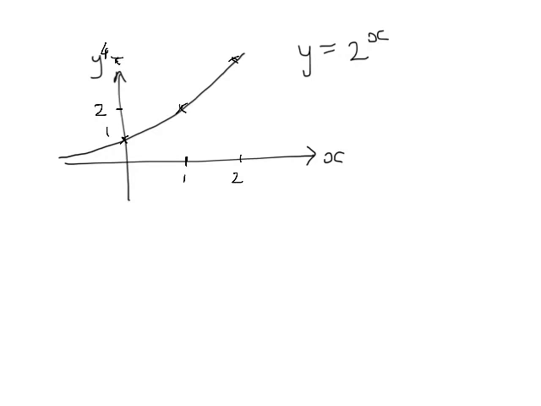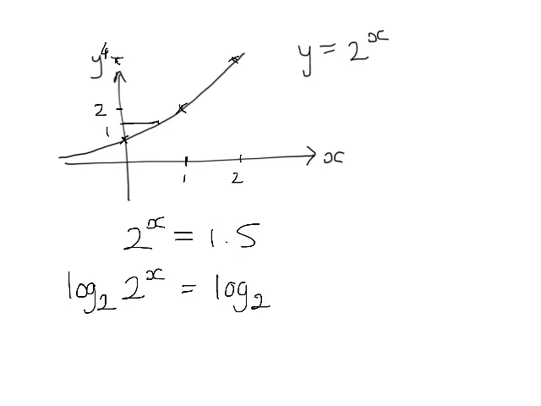Now, say we had a value here between 1 and 2, say 1.5 for example. What power of 2 gives us 1.5? To do this, we need to introduce the inverse to the exponential function, which is called the log function. What we can do is take logarithms to base 2 of both sides in order to get our value of x.